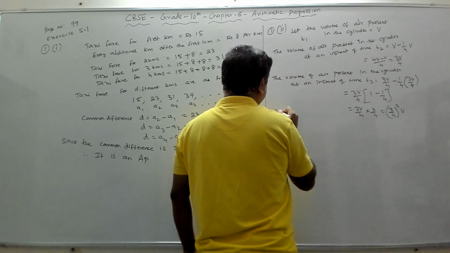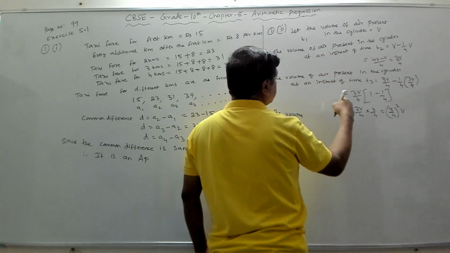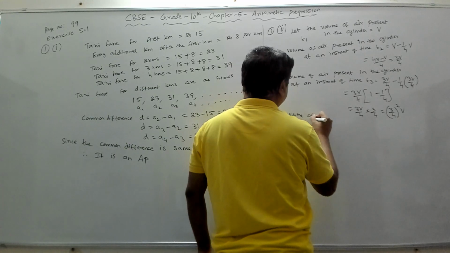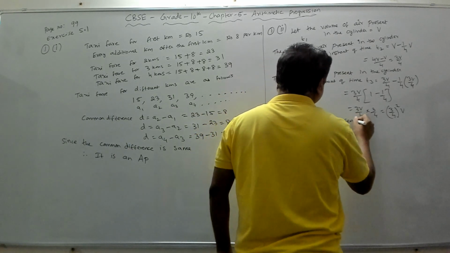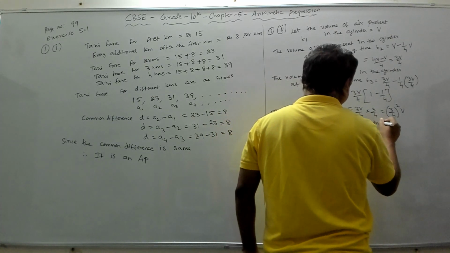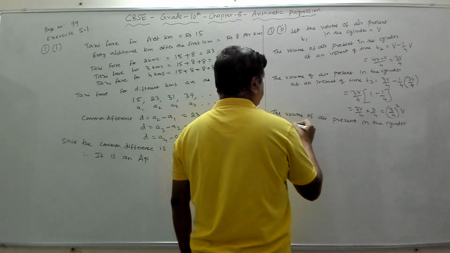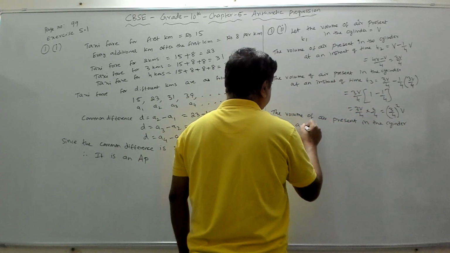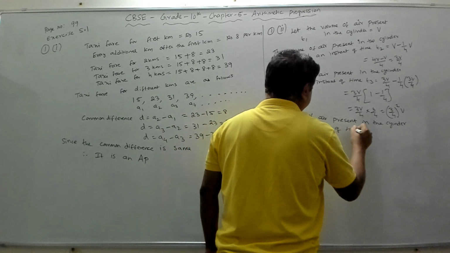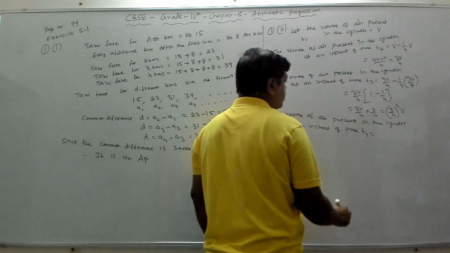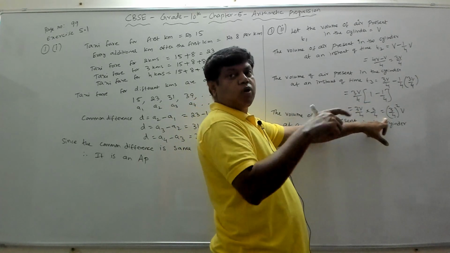So the volume of air, we will find four things. 1, 2, 3, T3, then T4. Volume of air present in the cylinder at an instant of time T4. That will be equal to how much? How much ever volume is present at T3 minus 1 by 4 of that volume.